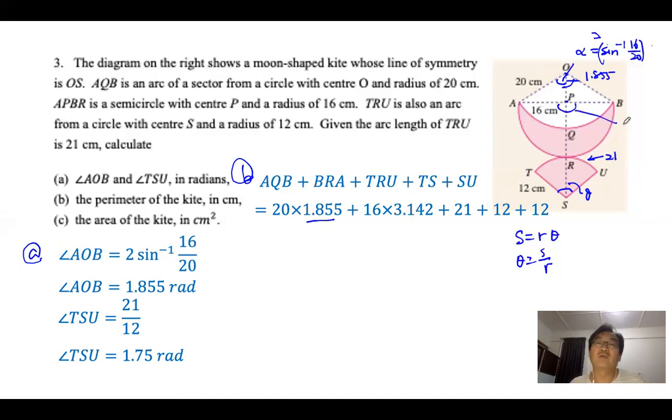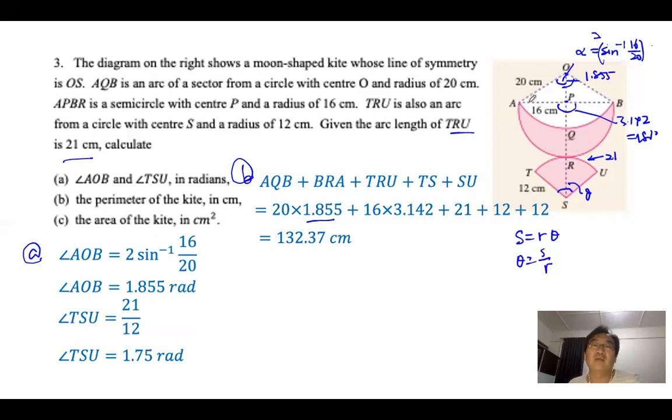Okay, so 3.142 because it's 180, right? So 180 degrees is equivalent to 3.142 times 16. Then you plus 21. 21 is already given to you here. Then plus 12 plus 12. So you get the answer 132.37 centimeter. Then question C asks you to find the area of the kite.